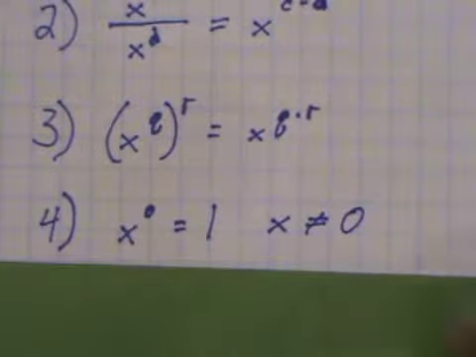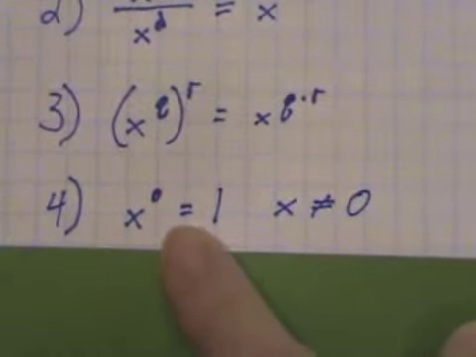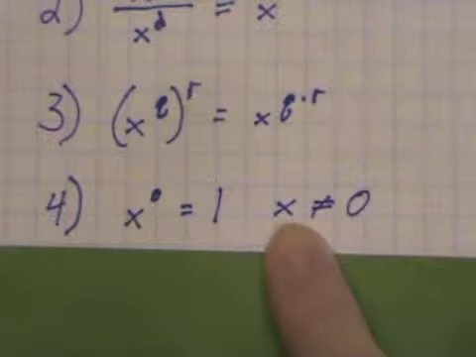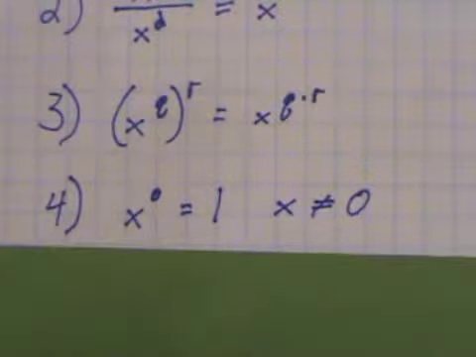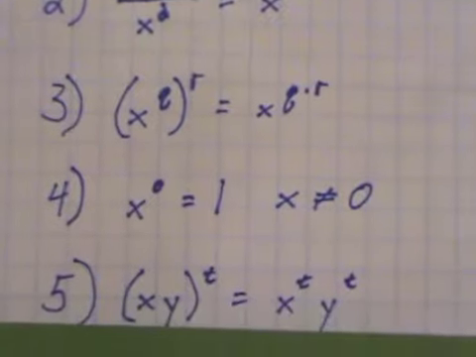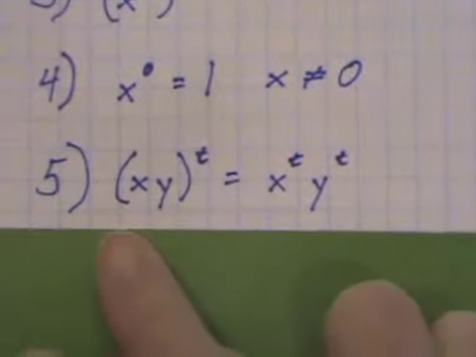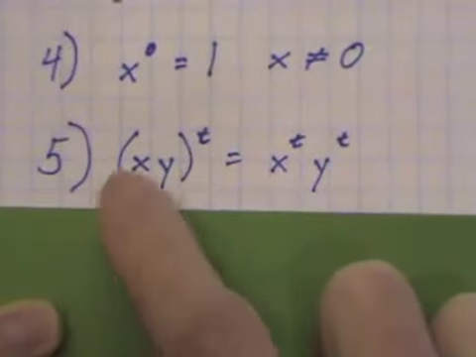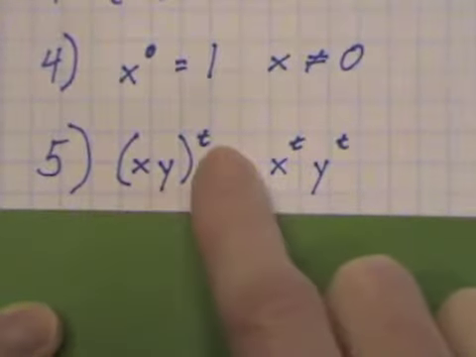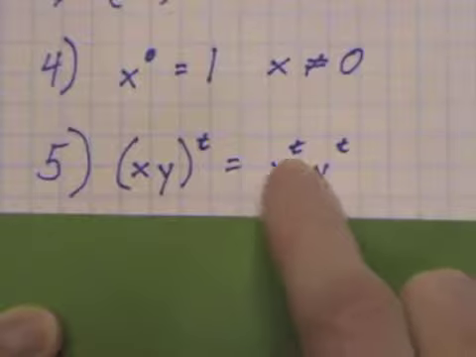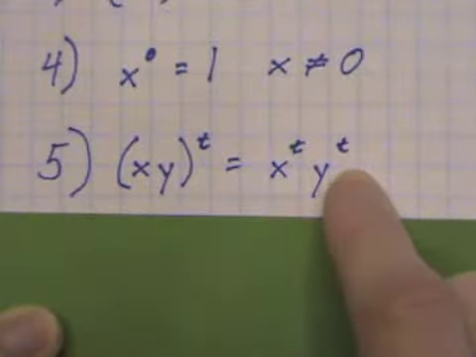Fourth rule of exponents, x to the 0 is equal to 1. X cannot be equal to 0. And the last one we have thus far, the distributive property for exponents: the quantity xy to the t is the same thing as x to the t, y to the t.